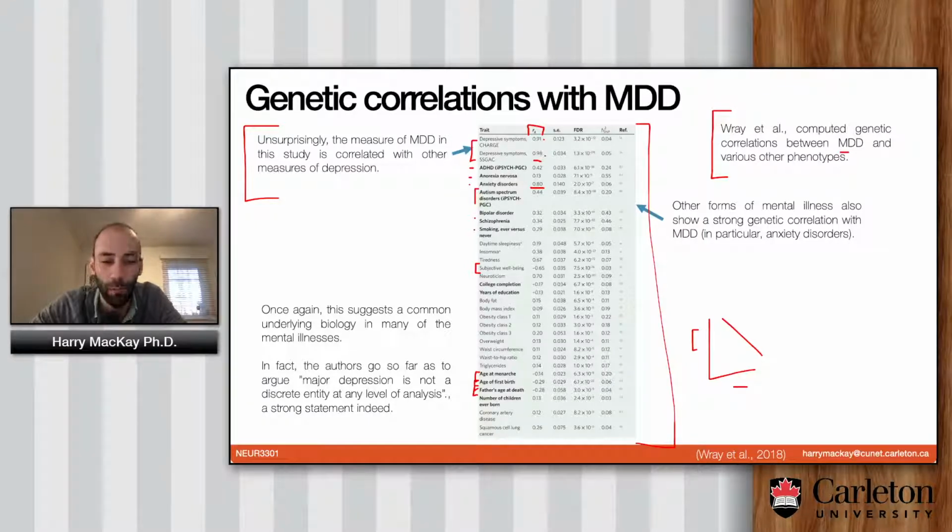So the authors in the paper go as far as arguing that major depression is probably not a discrete entity at any level of analysis. That's a very strong statement indeed. It's not to say that it's not real, but what they're saying is there's a cluster of things that if you put them together in a certain way, you would describe as major depression. However, if you were to take other parts of that cluster and look at them separately or with other things, it might be anxiety, or it might be bipolar, or it might be other kinds of conditions.